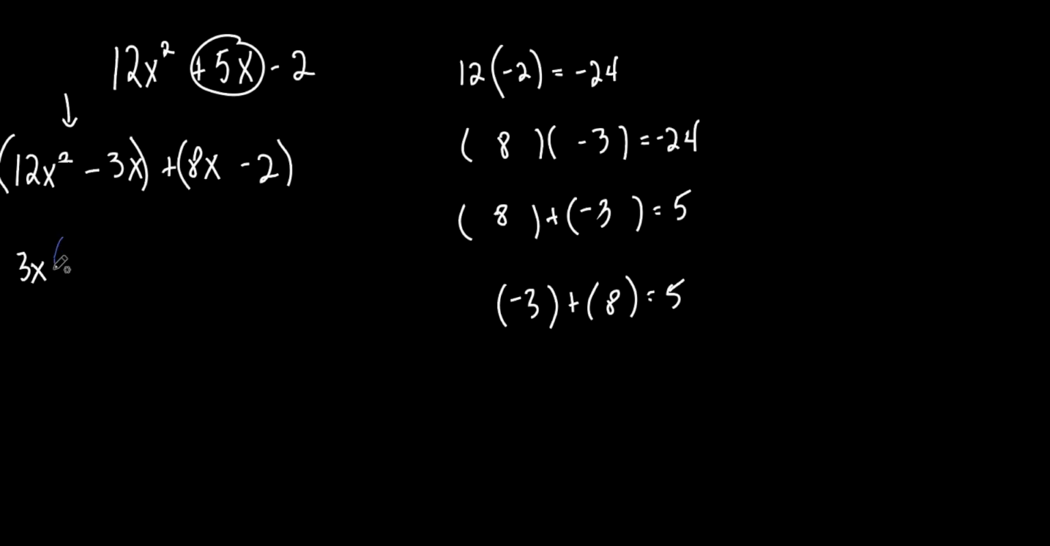So what I'm going to do is factor out a 3x from this. What am I left with then? So I put a parentheses. What am I left with if I divide this by 3x? 4x minus, what's that?